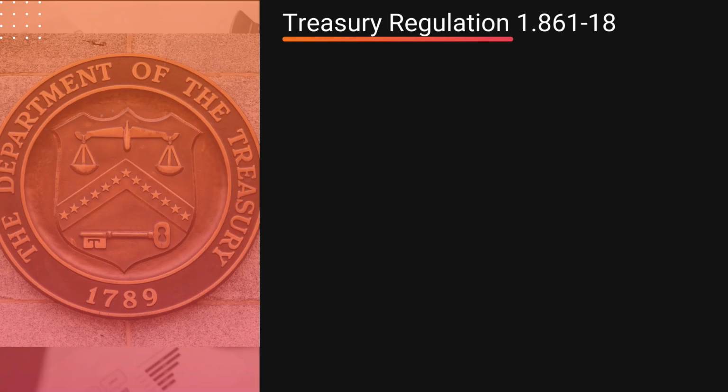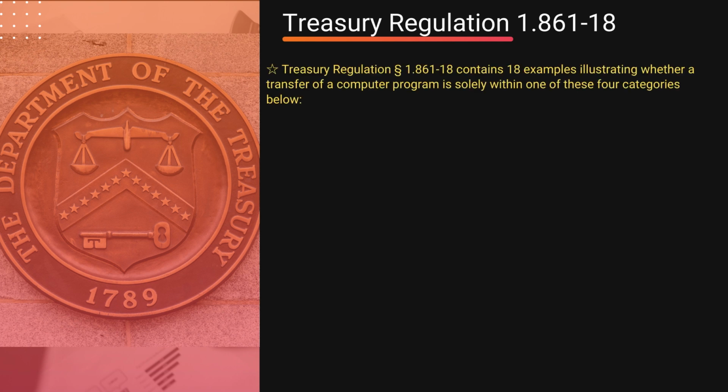So let's talk about Treasury Regulation 1.861-18. This Treasury regulation contains 18 examples illustrating how a transfer of a computer program can be solely categorized into one of these four categories. So this regulation deals with computer programs.